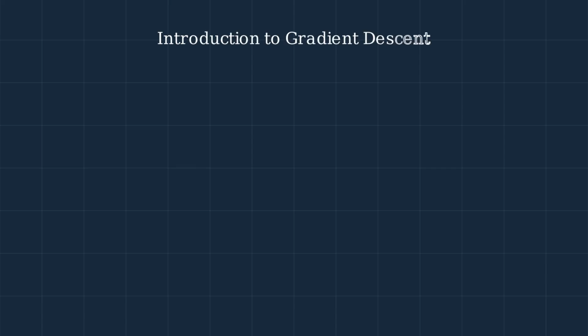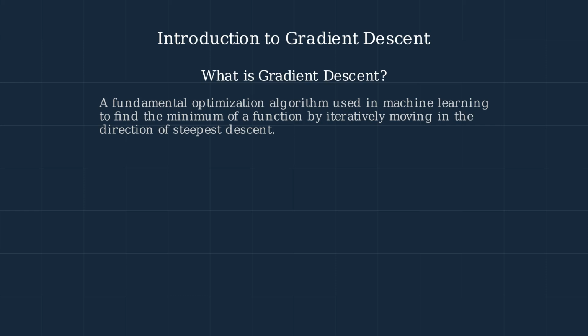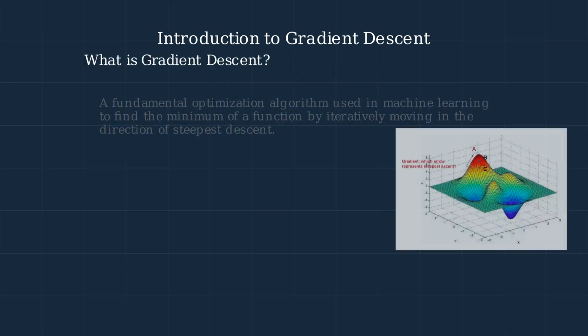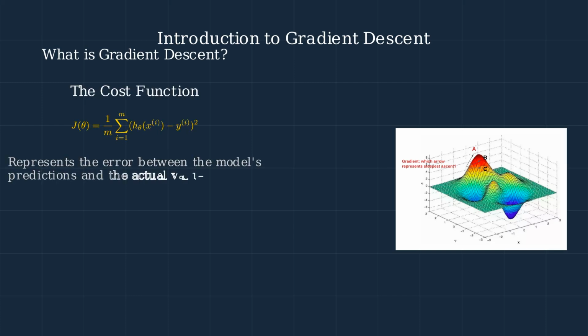Gradient descent is a fundamental optimization algorithm used in machine learning to minimize a cost function. The goal is to find the set of parameters that minimizes the error, allowing the model to make accurate predictions. This cost function represents the error between a model's predictions and the actual values. For example, in linear regression, we might use the mean squared error.